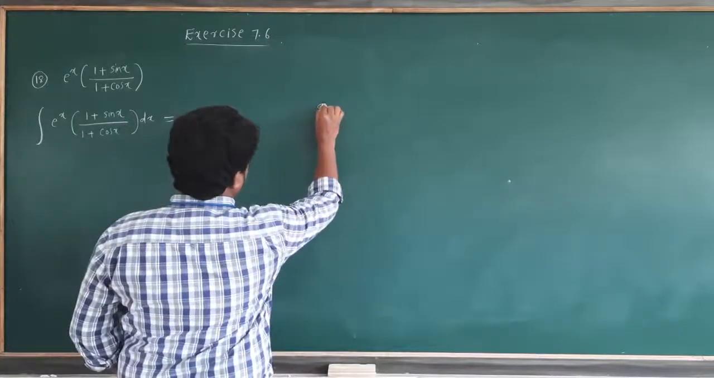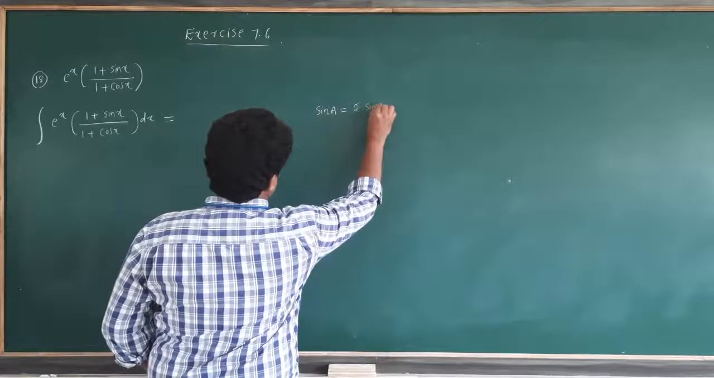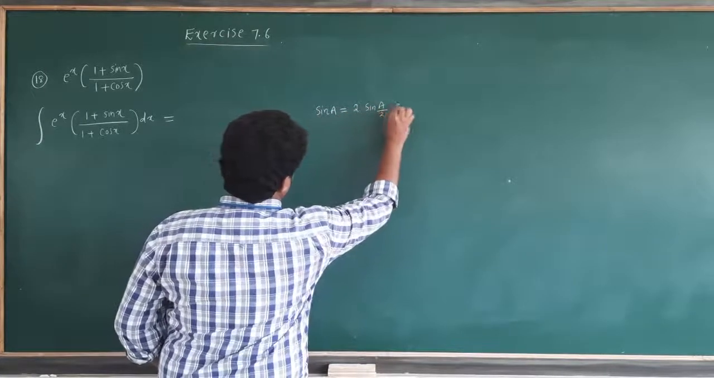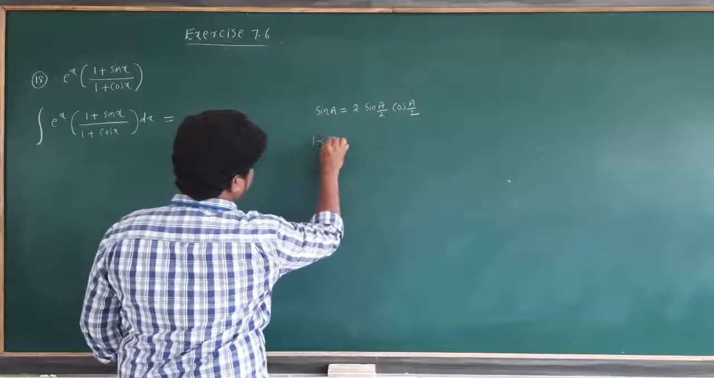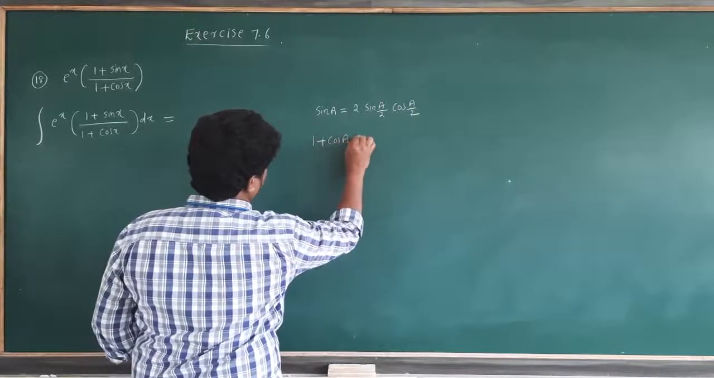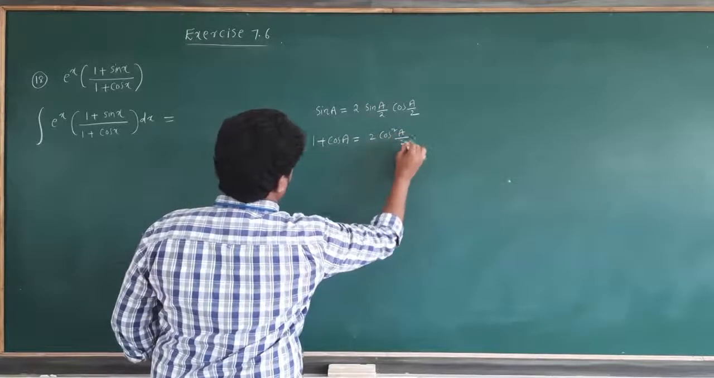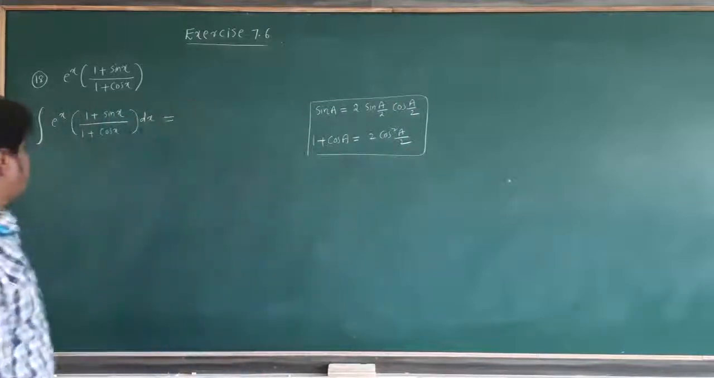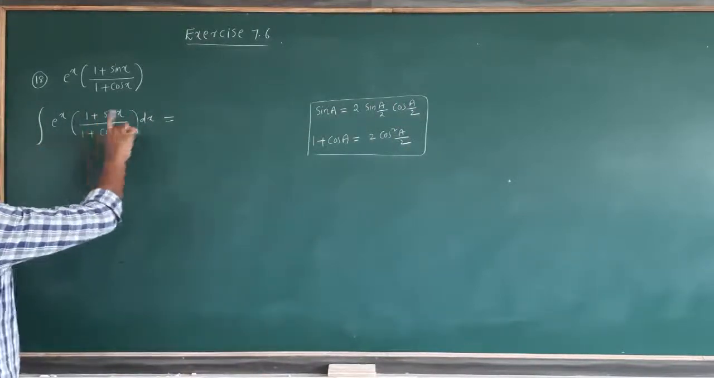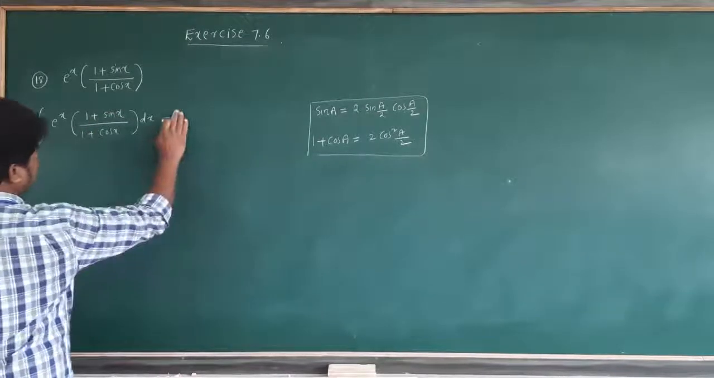One is sin A equals 2 sin(A/2) cos(A/2). Next, 1 plus cos A equals 2 cos square (A/2). These two formulas were sent. Just see this. Now, here we have sin x, so the first formula; here we have 1 plus cos x, so the second formula will be used.